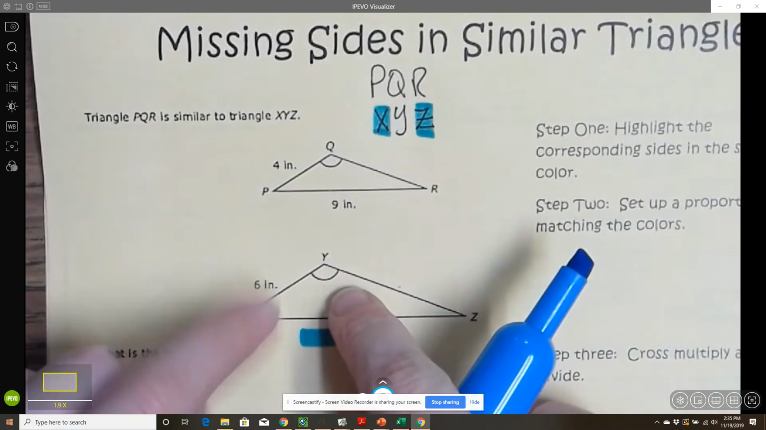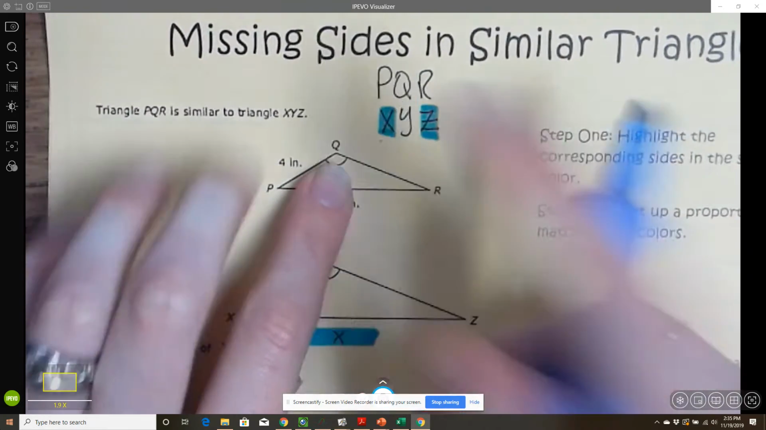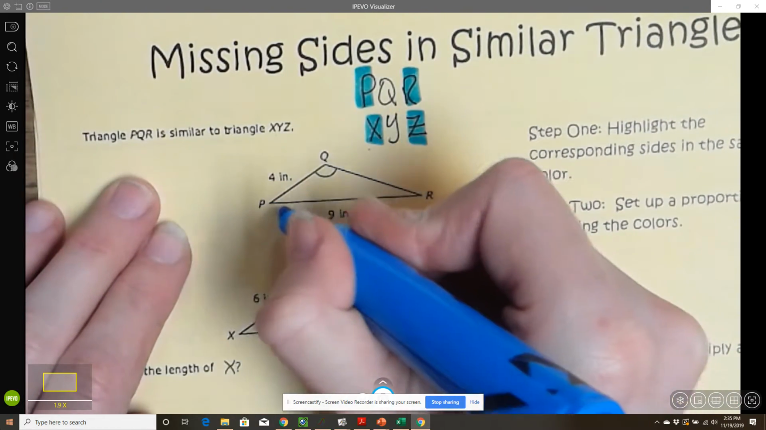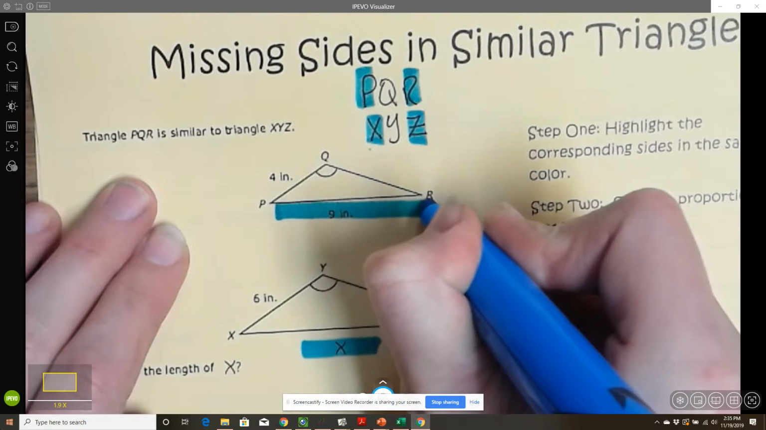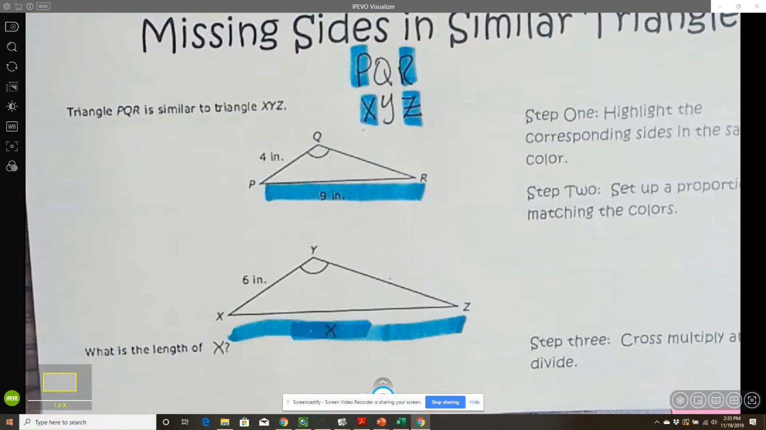So the matching side on this smaller triangle would also have to be the first and the last letters. So P and R. You can play connect the dots, but PR is the matching side to XZ. All right, so to do this, we're going to set up a proportion.